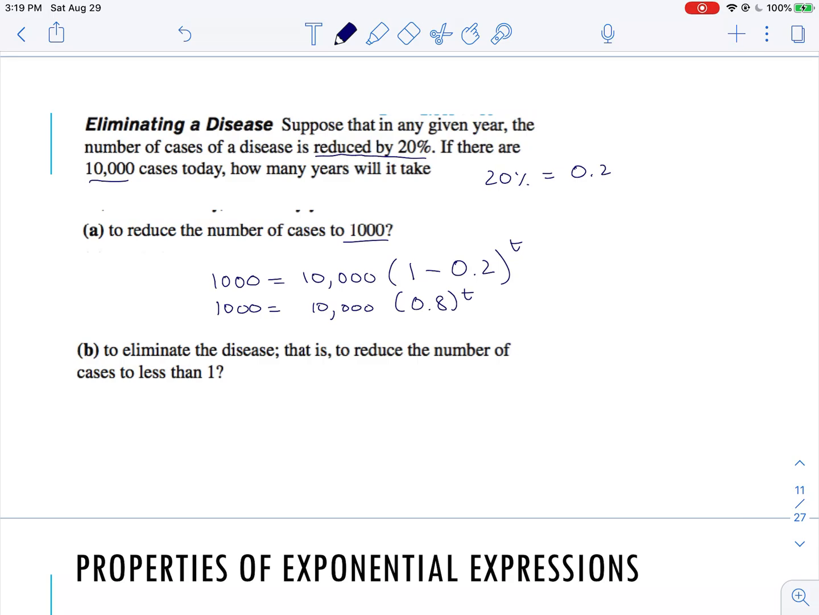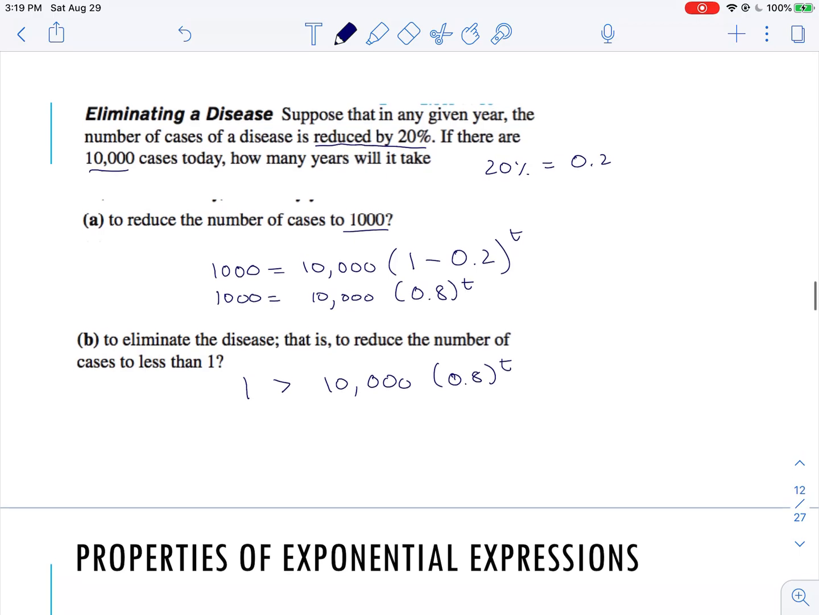We're going to have to solve that equation for t. How long will it take to reduce the number of cases to less than 1? So we want 1 to be greater than, well, I guess less than 1, just greater than, and then our original cases is 10,000, and then 0.8 raised to the t. So again, we'll come back to this problem after we learn about logarithms.